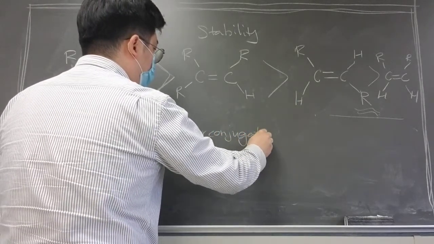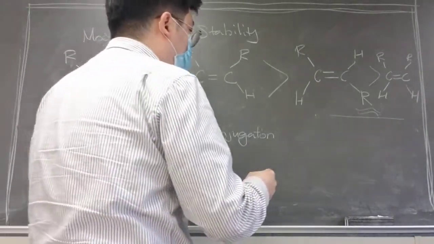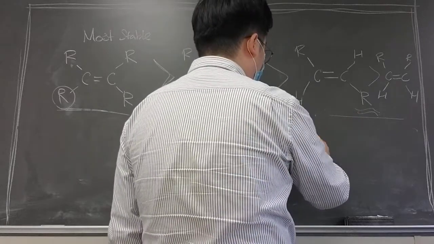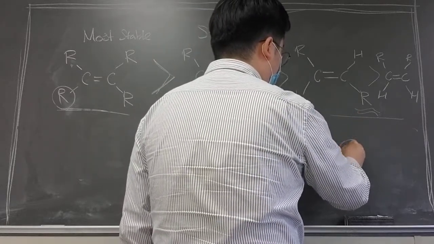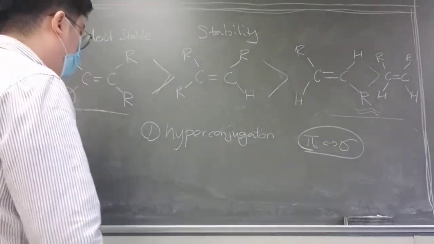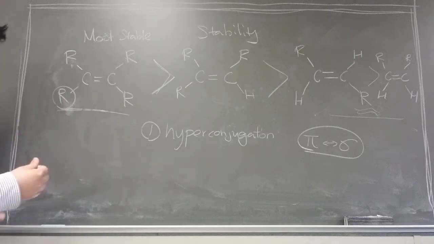So hyperconjugation is kind of a weird term that we use. This is kind of a bond elongation between pi bonds and also a sigma bond on other carbons. So I'll draw in the picture. It may be more understandable.